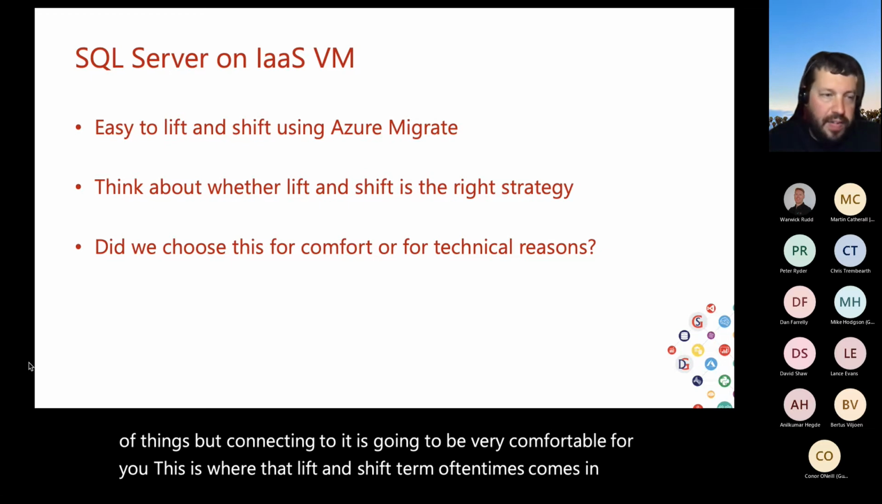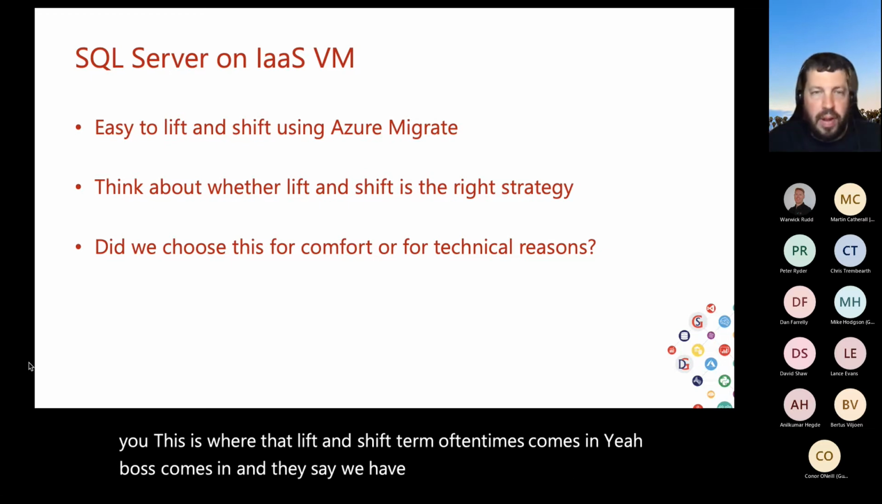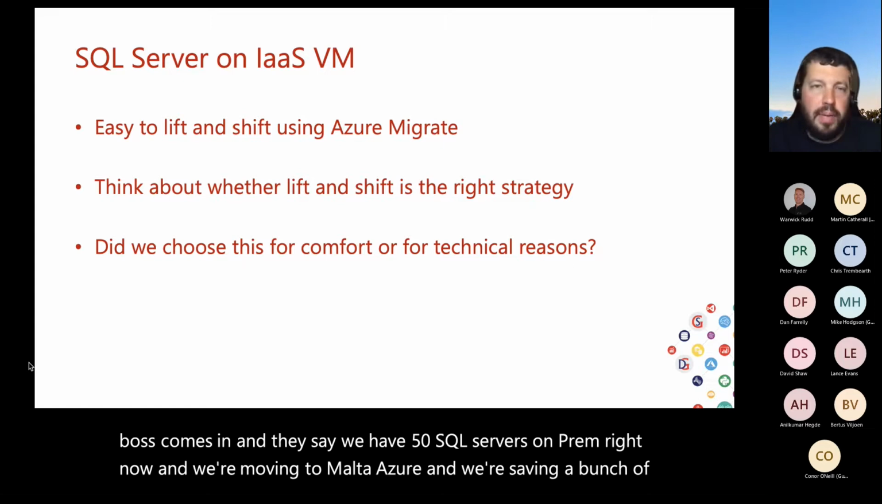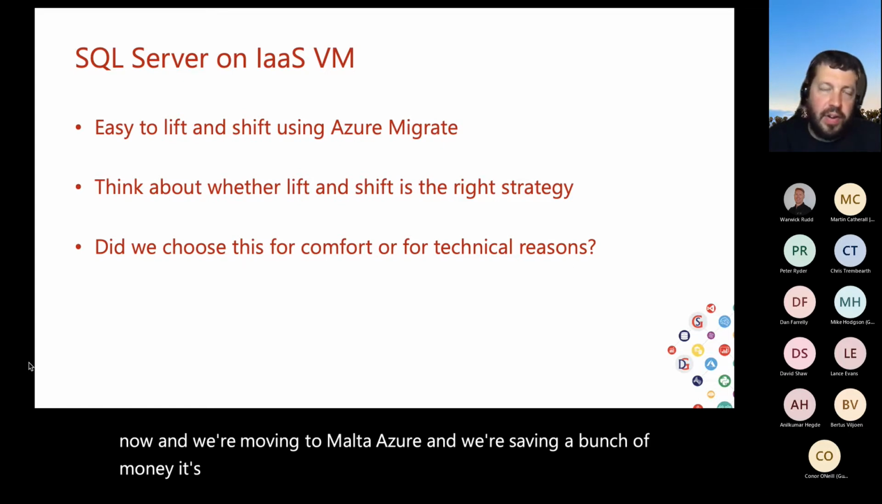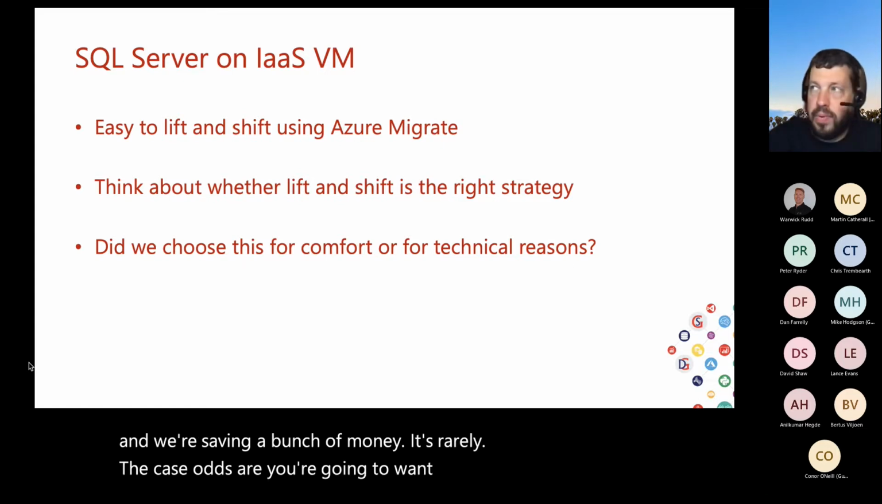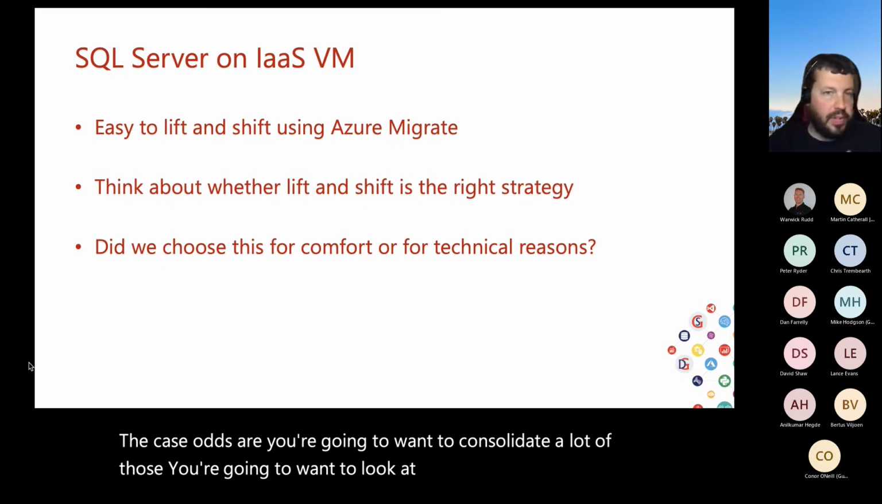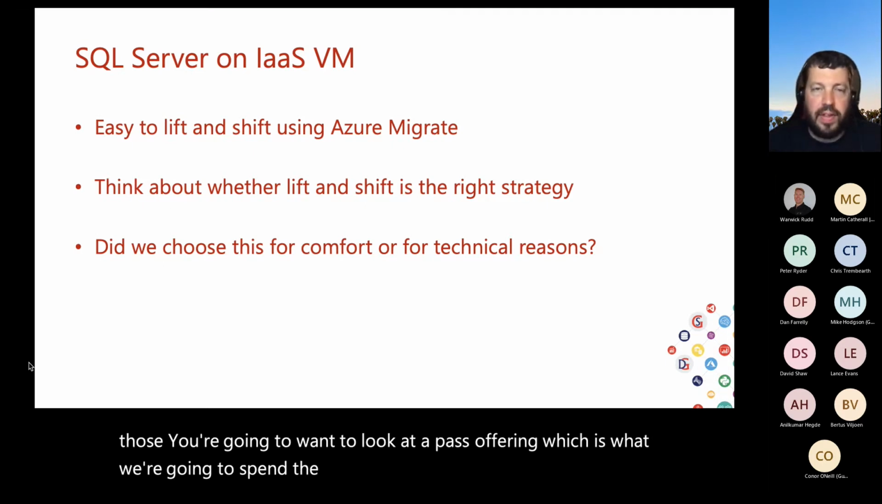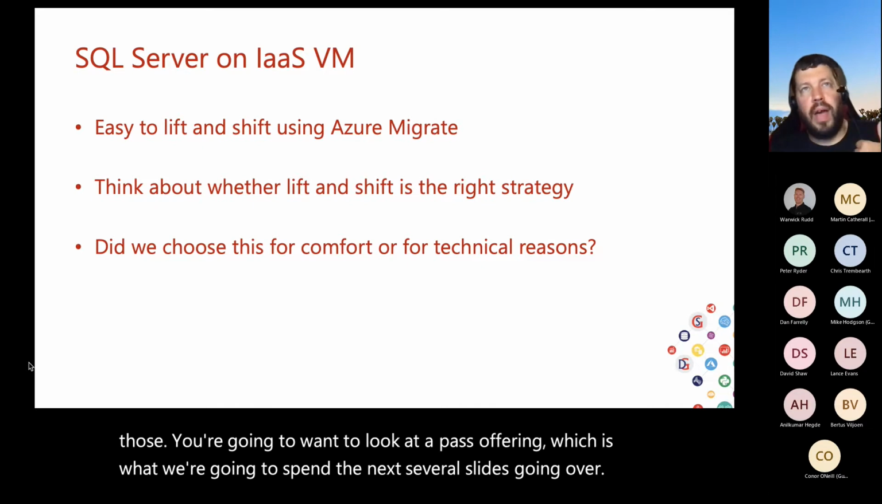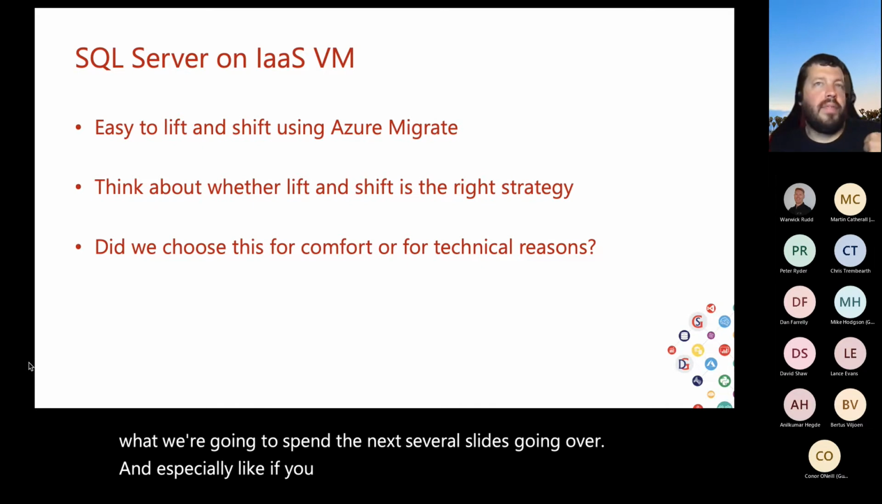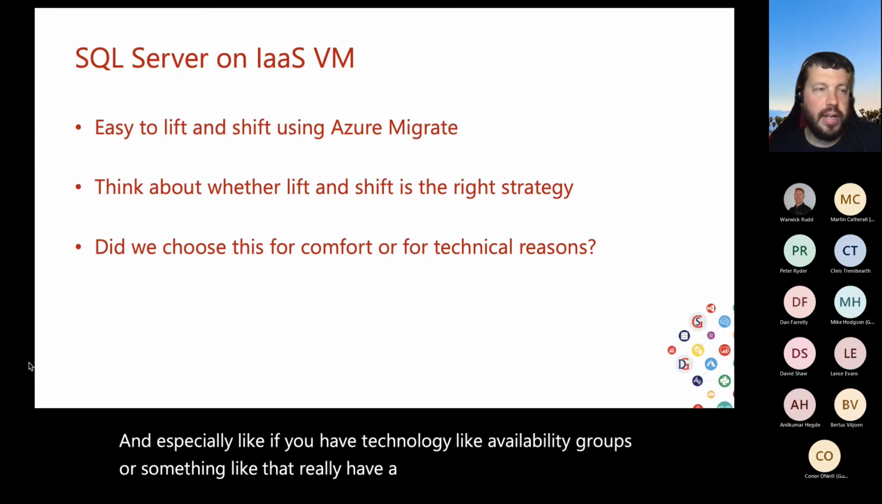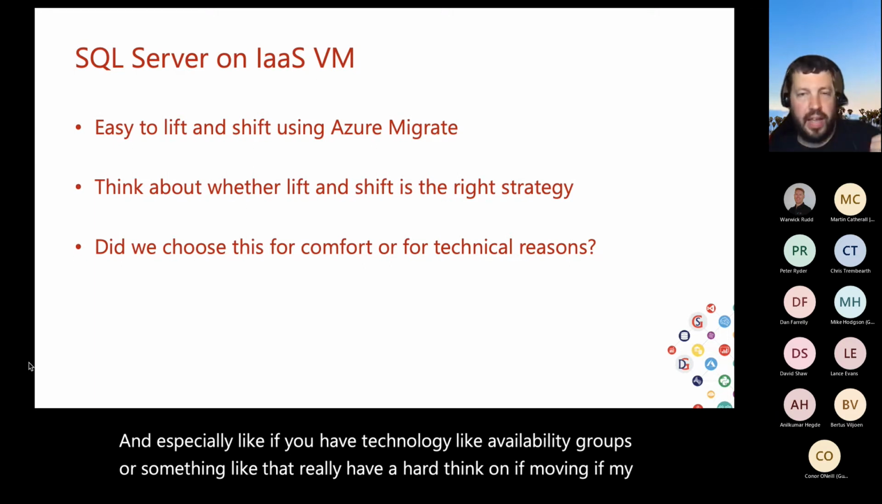Boss comes in and says, we have 50 SQL servers on-prem right now, and we're moving them all to Azure and we're saving a bunch of money. It's rarely the case. Odds are you're going to want to consolidate a lot of those. You're going to want to look at a PaaS offering, which is what we're going to spend the next several slides going over. And especially if you have technology like availability groups, really have a hard think on whether lifting and shifting that is the right answer.